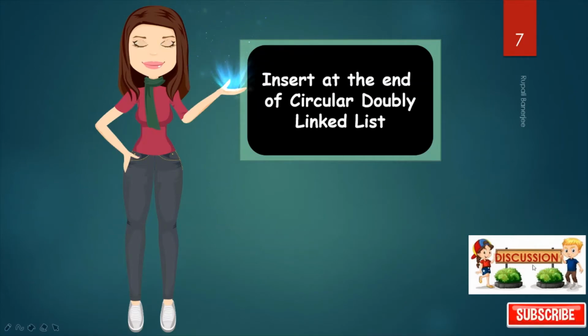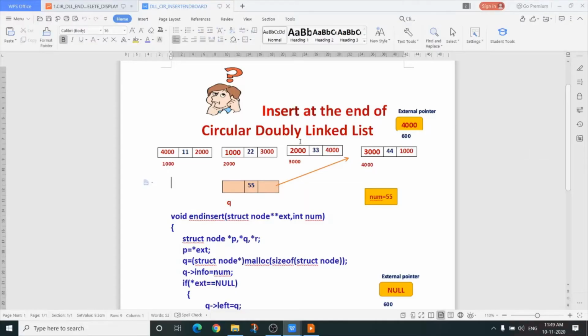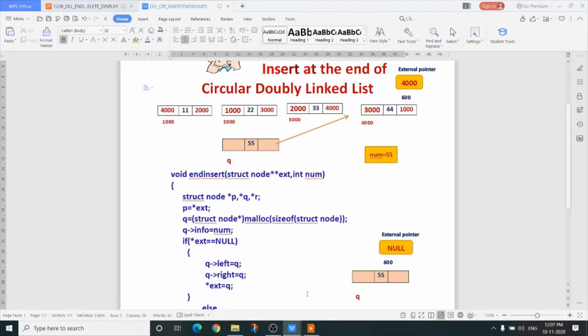First, see the discussion. Insert at the end of circular doubly linked list. Because it is circular doubly linked list, last node address is stored in external pointer or header. Last node right part holds the address of the first node, and first node left part holds the address of the last node. Function name is end insert. Here I am passing the address of external pointer, that is 600, and there is another integer variable num. Num is the info part of our newly created node that we want to insert. So I have to pass our newly created node's info part, that is num.